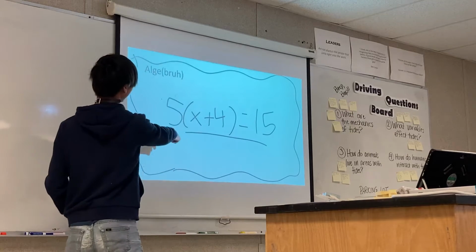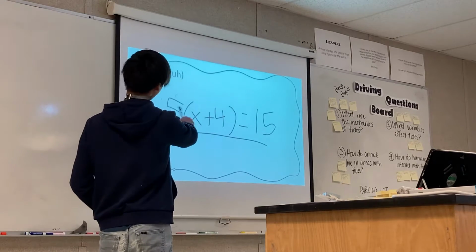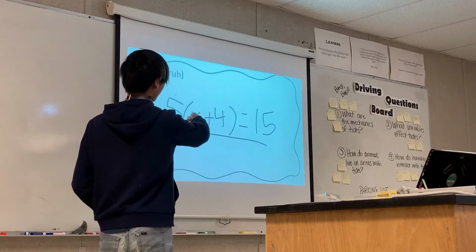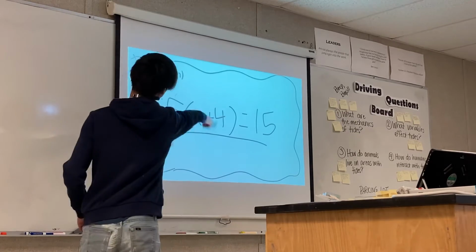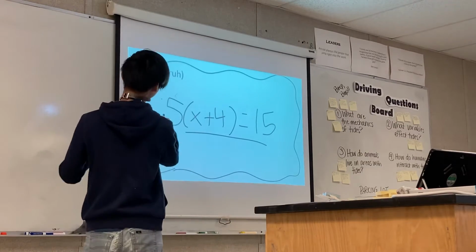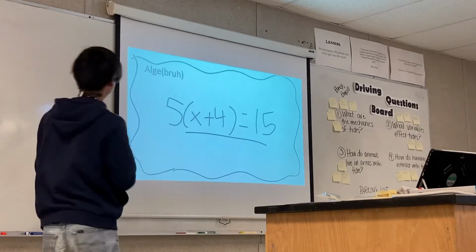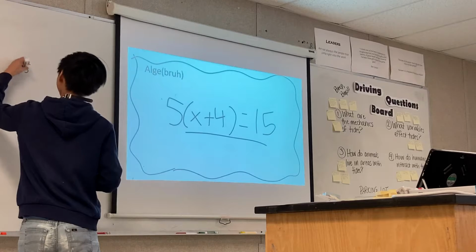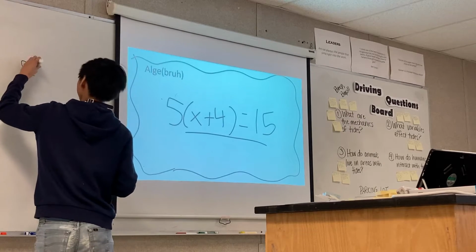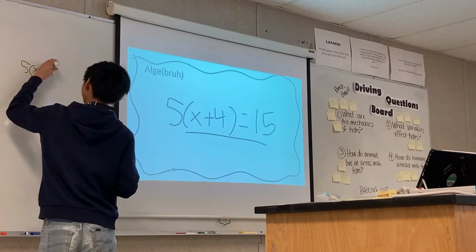Here is a problem. 5 times (x plus 4) equals 15, and there's parentheses. So I'm going to show you how to solve this and get an actual answer. And it's actually not as complicated as it might seem. So we're going to just rewrite the problem.